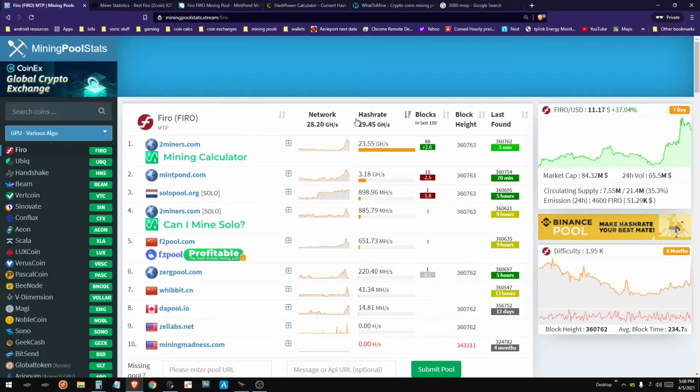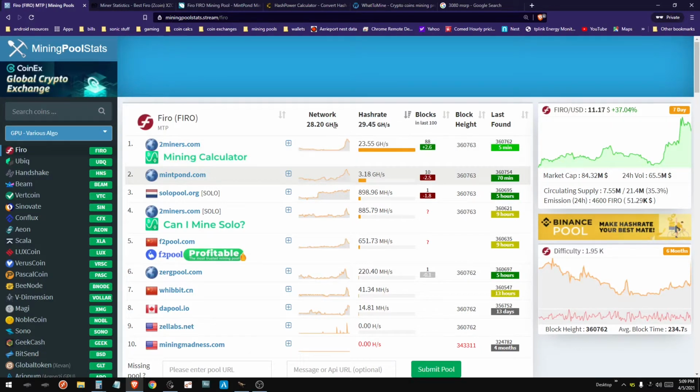Today it appears that a ton of new miners have joined the Firo network. The network's been sitting at between 8 and 10 gigahash, you know, 2 gig there, and in just one day we went from 10 gig all the way up to right around 30. So we added 20 gig right there.